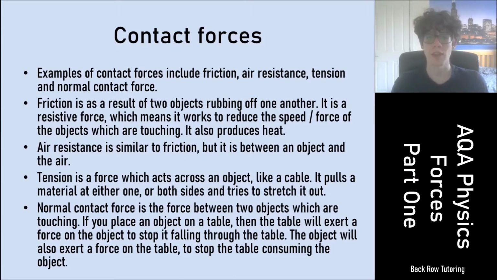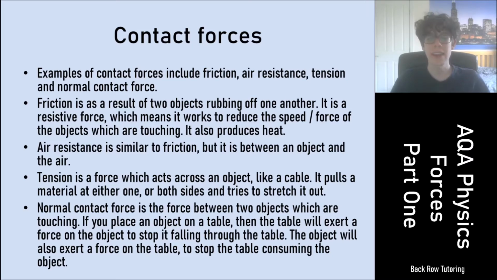Examples of contact forces include friction, air resistance, tension, and normal contact force. Friction is a result of 2 objects rubbing off one another. It is a resistive force, which means it works to reduce the speed, or force, of the objects which are touching. It also produces heat. So friction, if you get your 2 hands and rub them together, you can see that they start to heat up a little bit. And that's because the friction is resisting the motion of your hands, and it's changing that energy that you're putting into rubbing your hands into heat.